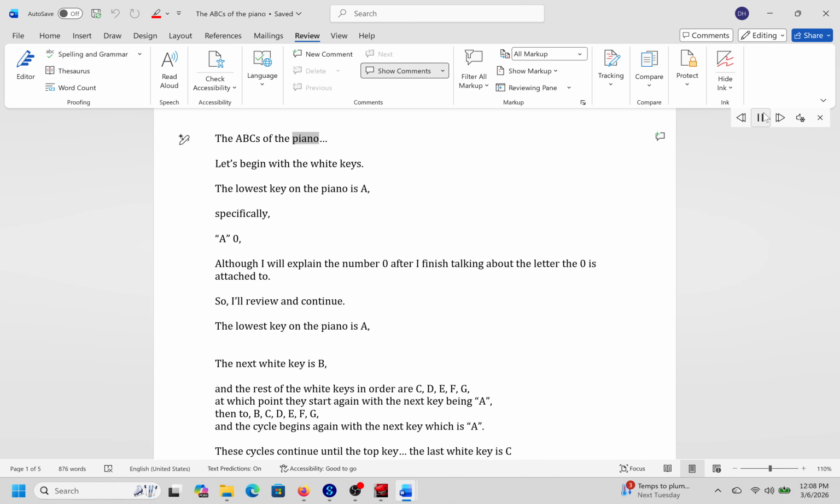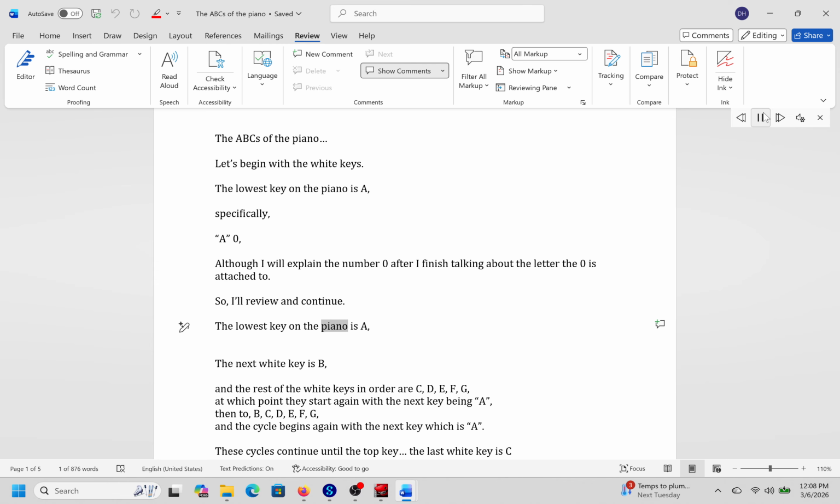The ABCs of the piano. Let's begin with the white keys. The lowest key on the piano is A, specifically A0, although I will explain the number 0 after I finish talking about the letter the 0 is attached to. So, I'll review and continue.